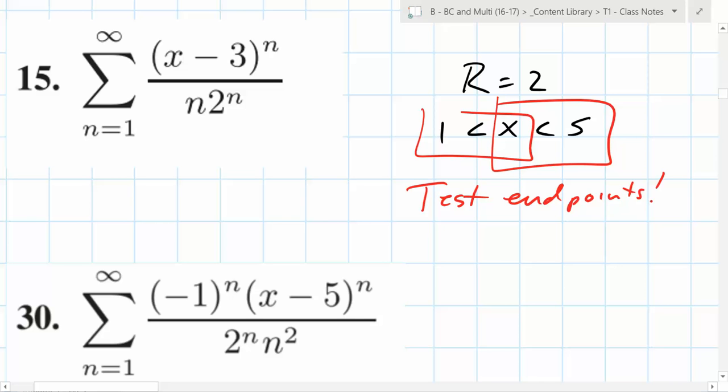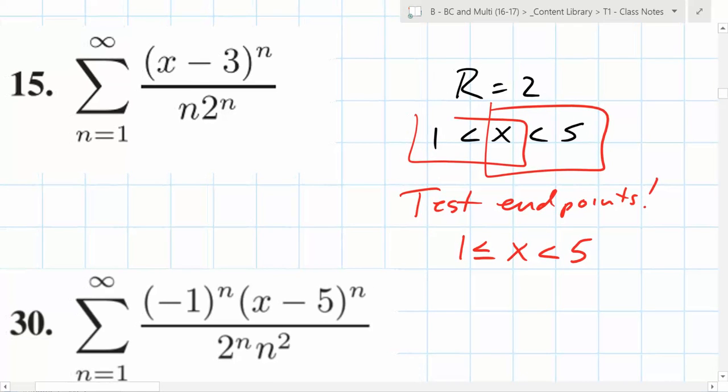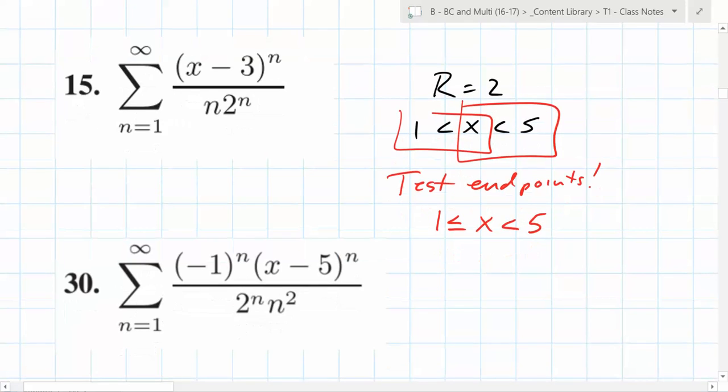When you plug in 1, what kind of series do you get? You get an alternating series and it gets strictly smaller. It's very similar, but not exactly the same. You test the endpoints and does one of them work? Yeah, the 1 does. So you end up with this right here. How does it work?